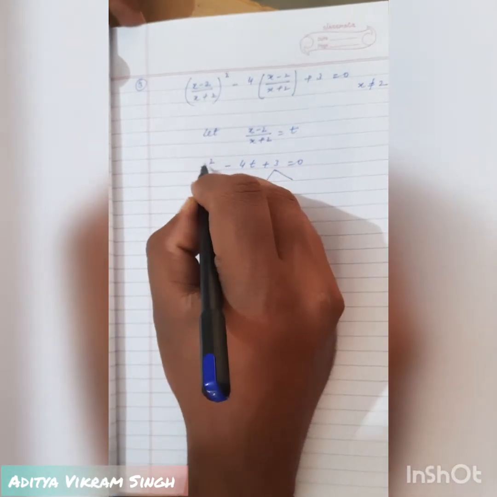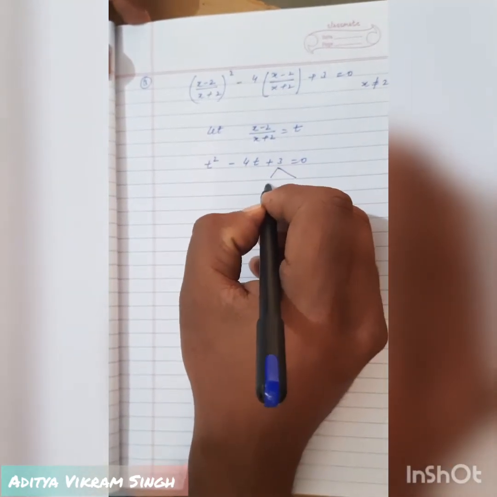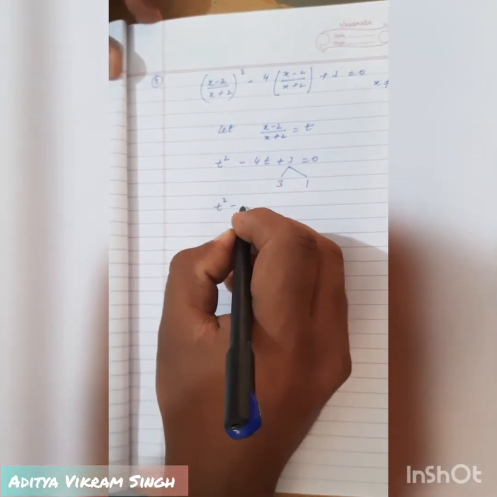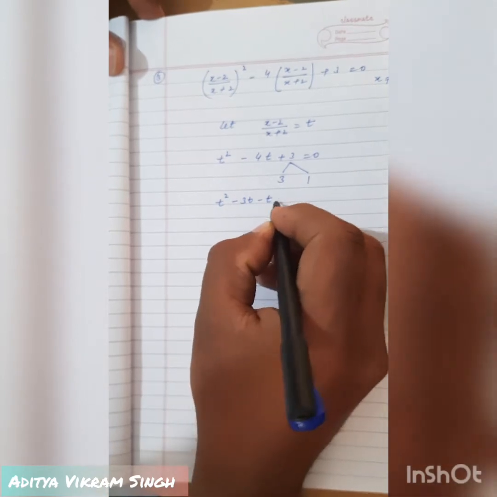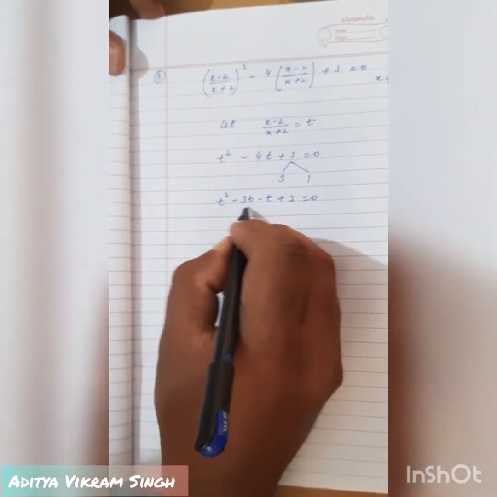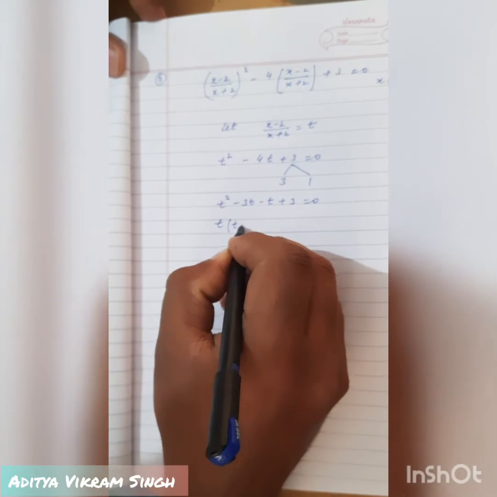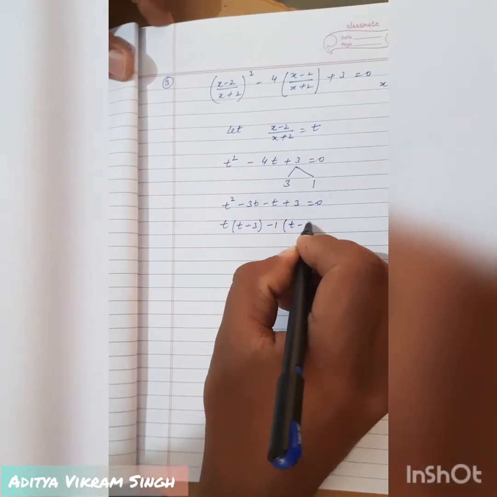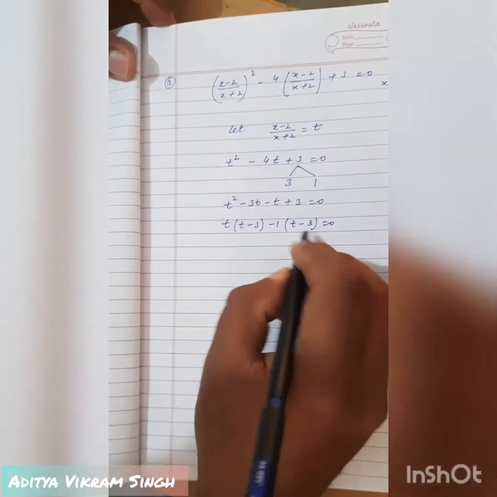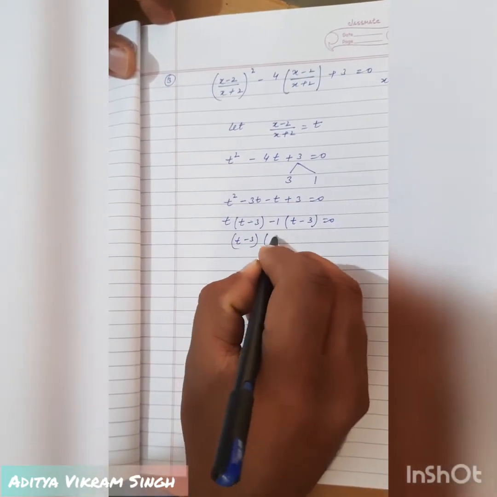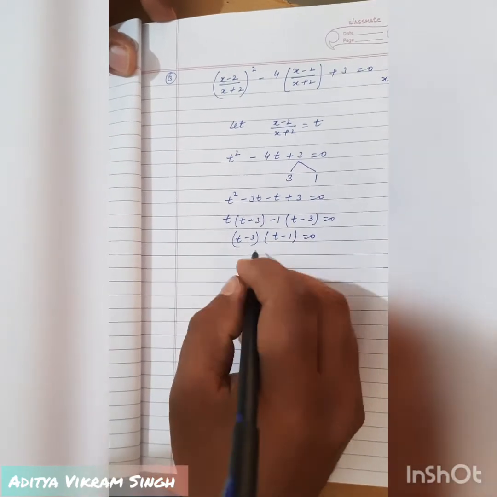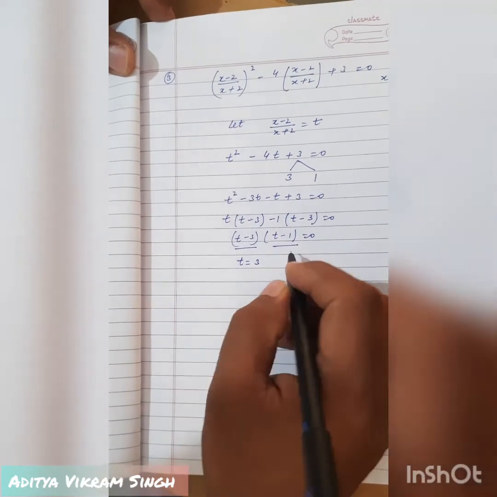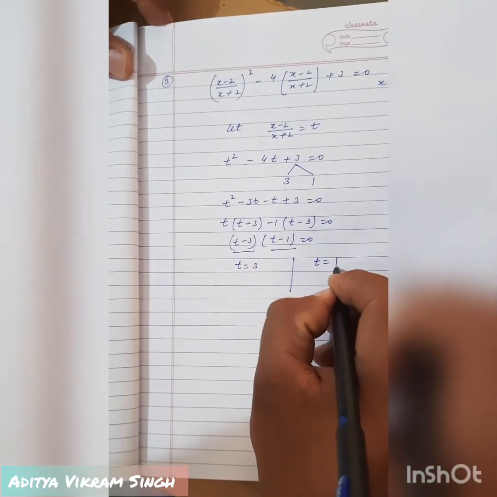So we multiply 3 with the coefficient of t square, we get 3, and we divide 3 into 1, so we get 4. So t square minus 3t minus t plus 3 is equal to 0. From here we can take t common, we are left with t minus 3. If we take minus 1 common, we are left with t minus 3, which is equal to 0. If we take t minus 3 common, we are left with t minus 1, which is equal to 0. So either this quantity is 0 or this quantity is 0. So from here we get t is equal to 3, and from here t is equal to 1.